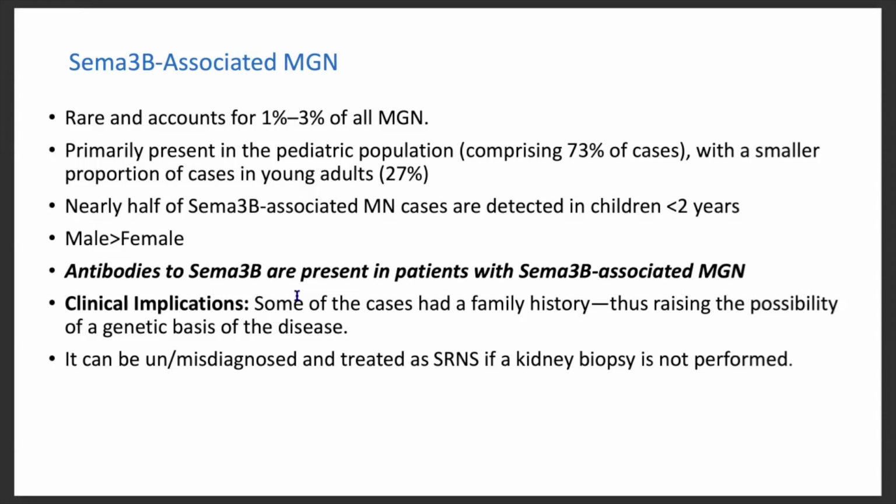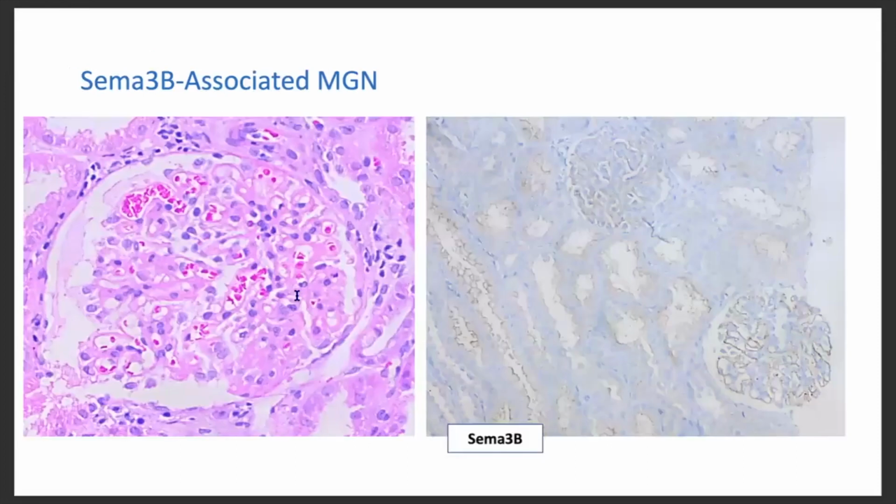On the other side of it, a lot of these children who are not biopsied at that point of time and are being treated like SRNS actually have this semaphorin-associated membranous GN. So it's a good idea to biopsy all the SRNS, which I'm sure the pediatric nephrologists are doing now. This is from one of our own cases. You can see the glomerulus staining with fine granular staining along the GBMs, and there is no difference in the morphology. Everything looks the same; it's only the target antigen that is different in these cases.